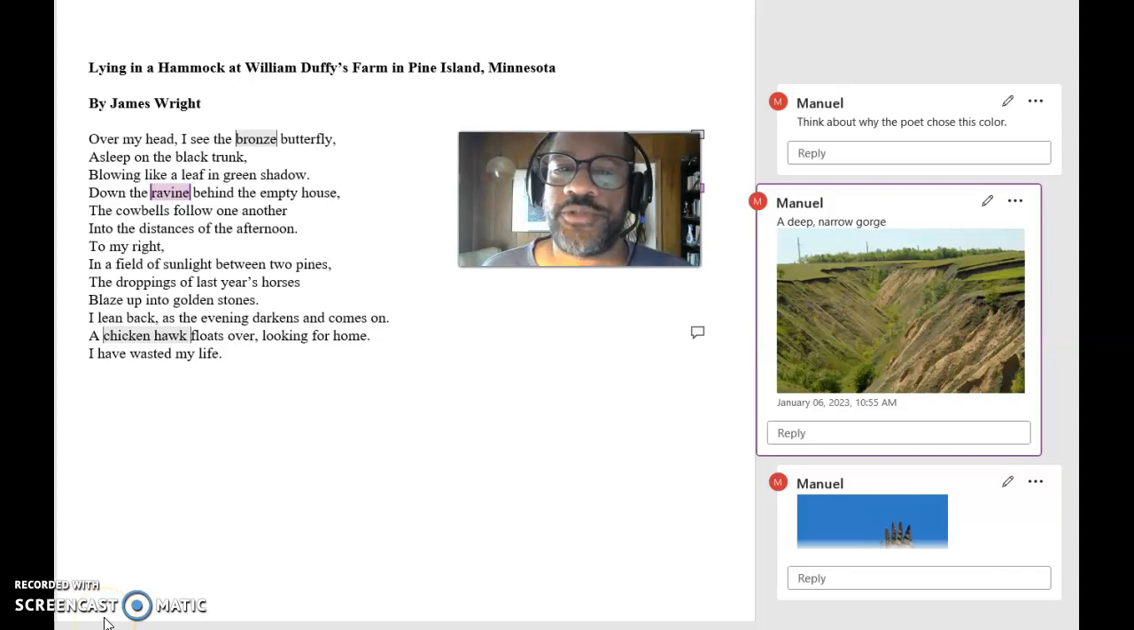Sorry, a little interruption there, but we're talking about the cowbells that follow each other, the cows following each other into the distances of the afternoon, right? We're there, and how far off the afternoon seems. Interesting kind of a thing. We don't talk about afternoon as a distance. It's almost like afternoon's a time, but he's going to talk about it as a distance. It's kind of again, when you talk about things in that way.